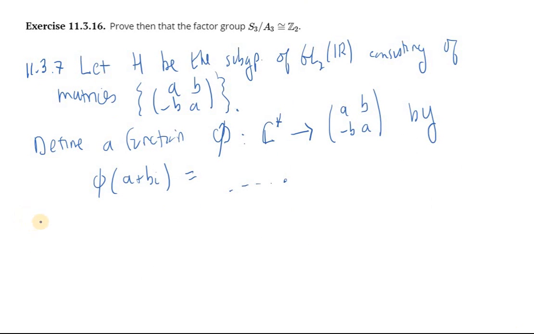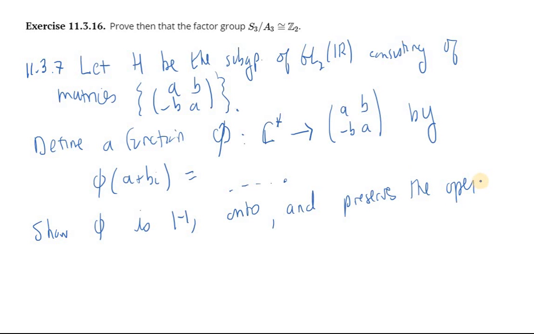So what you want to show is that phi is 1-to-1, onto, and preserves operation. Okay, so that's what you have to do. This is standard stuff from the functions chapter. 1-to-1 means that if you have phi of a plus bi equals phi of c plus di, that means a plus bi equals c plus di.